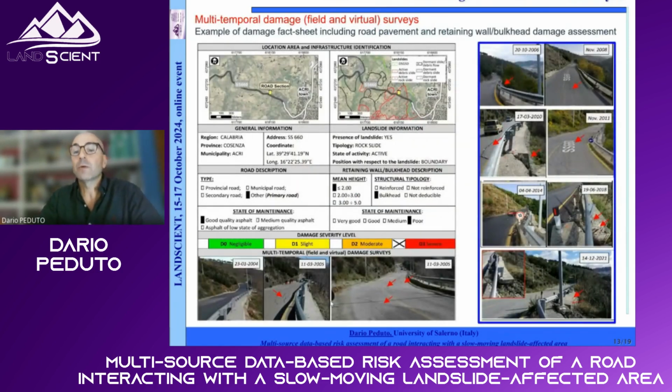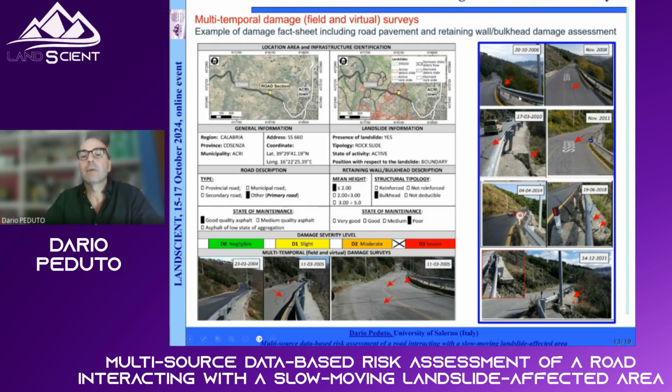Then the second phase was more focused on the damage assessment. First of all, multi-temporal damage field surveys were carried out. During the damage survey, this kind of fact sheet was filled in, in which general information about the road and the landslides was collected: the location of the road, the typology of the landslides, and the description of the road. In this case, it was a primary road, and the description of the retaining structure and the state of maintenance of both the pavement and the retaining structure.